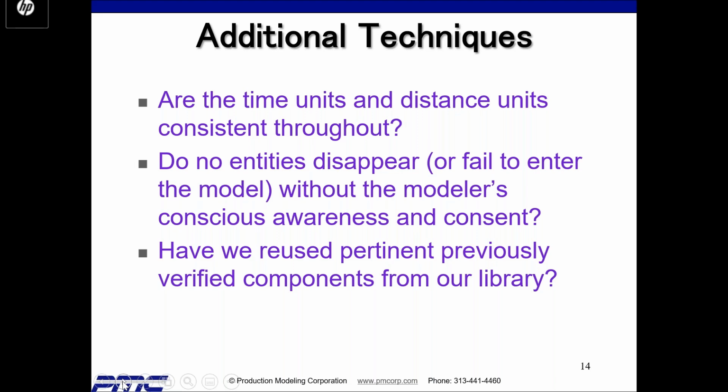Older simulation did not warn about number 2. An entity that had no place to go could simply vanish. Nowadays, to its credit, grid simulation software will say this entity tried to get in the model and it couldn't, so it was destroyed. Are you sure you meant that to happen? Well, probably you did not intend that to happen.